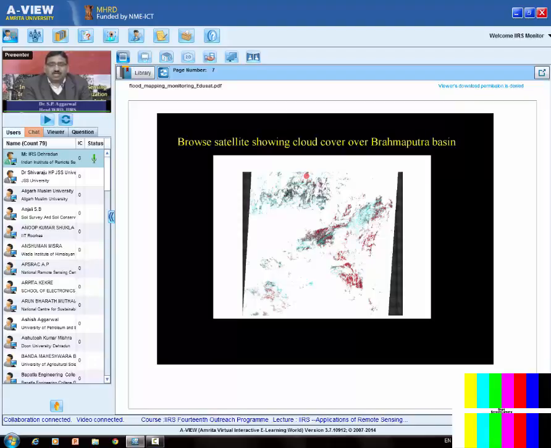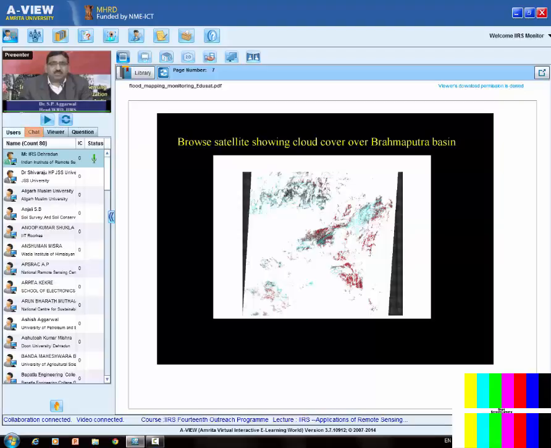Optical data cannot penetrate into the cloud and any optical imagery will look like this. You can see all white. You cannot see any flooded area here. Hence, many times it is very difficult to find out the flooded area, to map the flooded area, to monitor the flooded area using optical data. Hence, we have to look into some other solution, some other wavelength. And we found microwave is the most suitable wavelength because it has a high wavelength and it penetrates into the cloud. So, even if there is a cloud, you will find the flood inundated area.